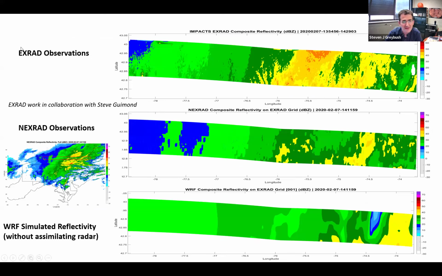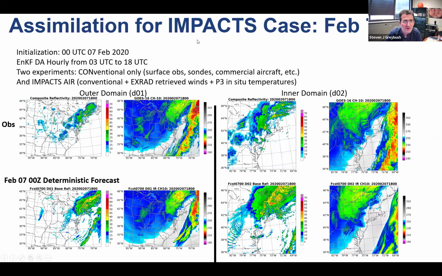So here are some examples of operational NEXRAD radar versus the EXRAD downward pointing radar from the storm from the field campaign, as well as the model reflectivity. So what we're going to do here is assimilate in one experiment only conventional observations, including surface observations, sondes, and commercial aircraft. And then we're going to have a second experiment that assimilates NASA IMPACTS observations.